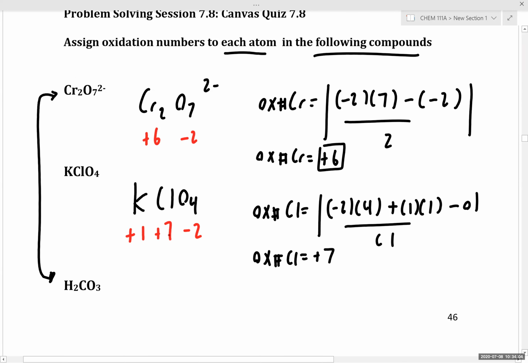Any questions on these examples? Any questions on these examples so far?